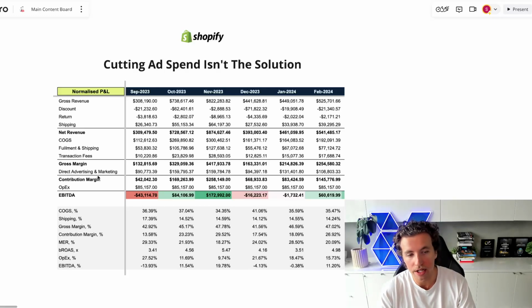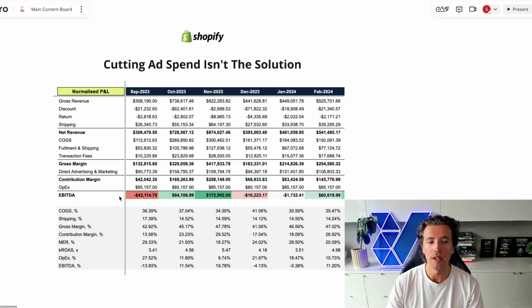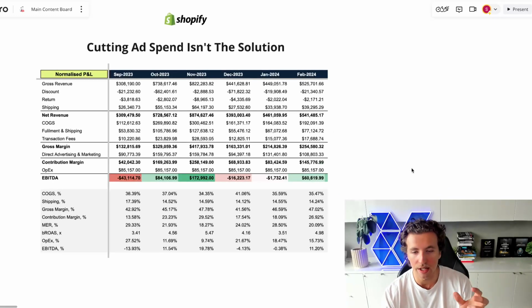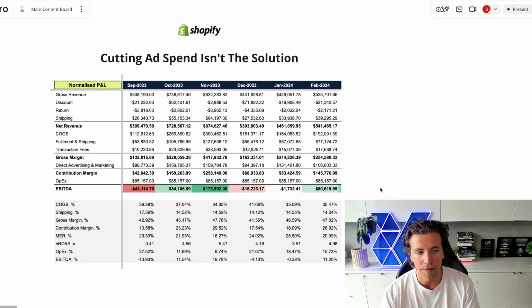We then have direct advertising and marketing. For this particular brand, it's just Google and Facebook ads summed together here. That takes us to contribution margin. We then minus off their operating expenses and we get down to EBITDA. And then I have all the percentages broken down at the bottom here as well, so you can see the dynamics of the P&L. From here, the question becomes that this brand, besides November, ends up losing money in most months.